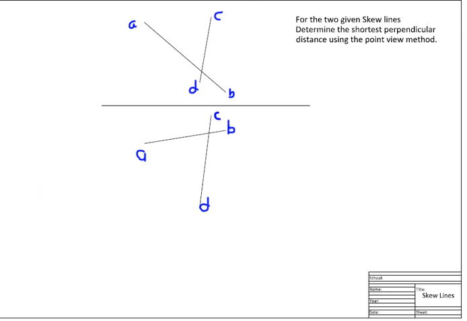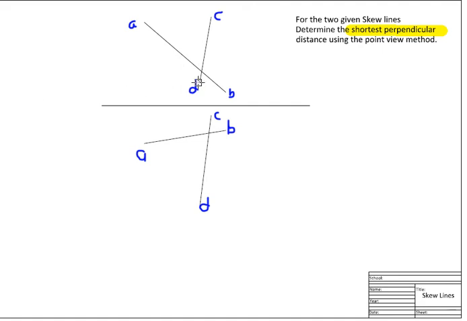Okay, we're going to look at finding these two skew lines as parallel lines, and then the several things we can do from there. In this particular one here, we're looking for the shortest perpendicular distance. But as we know, we can do several other things once we get them as two parallel lines.